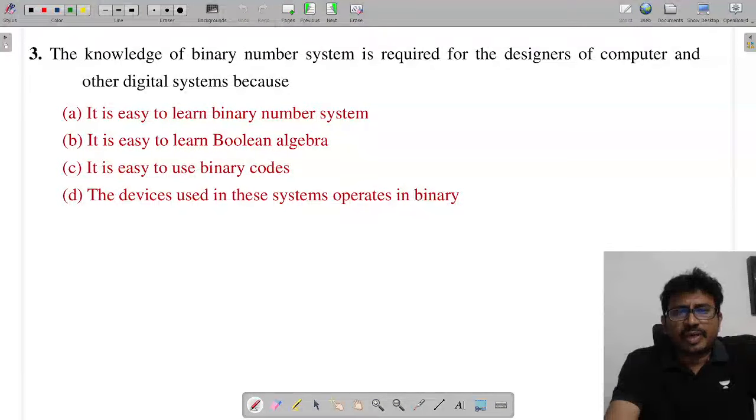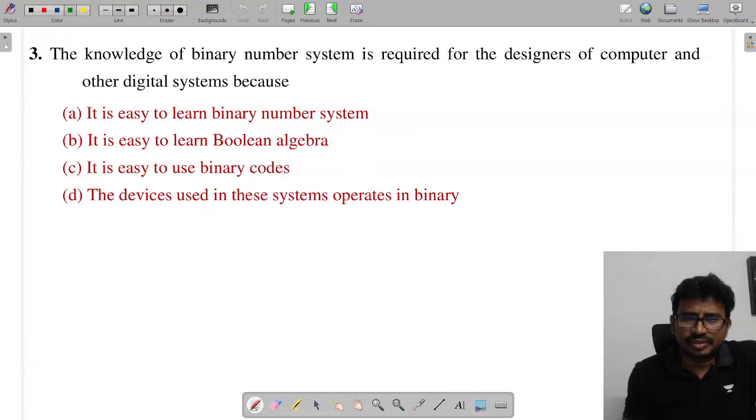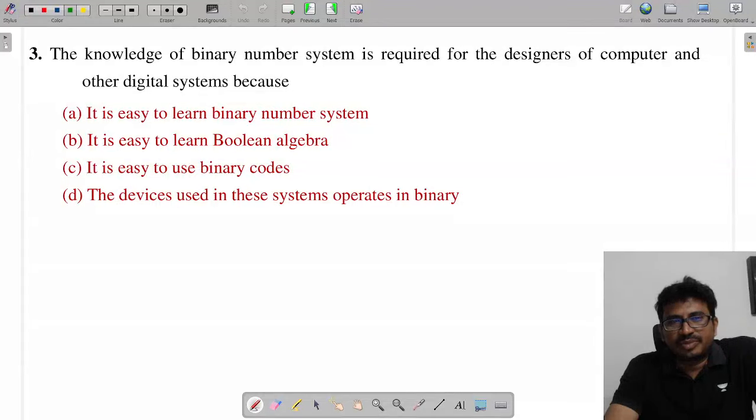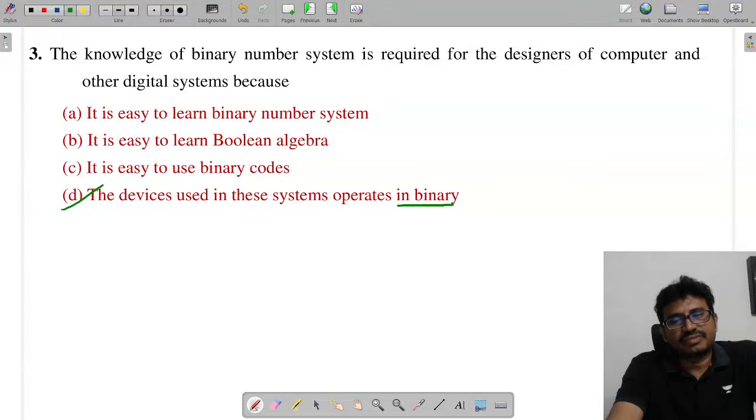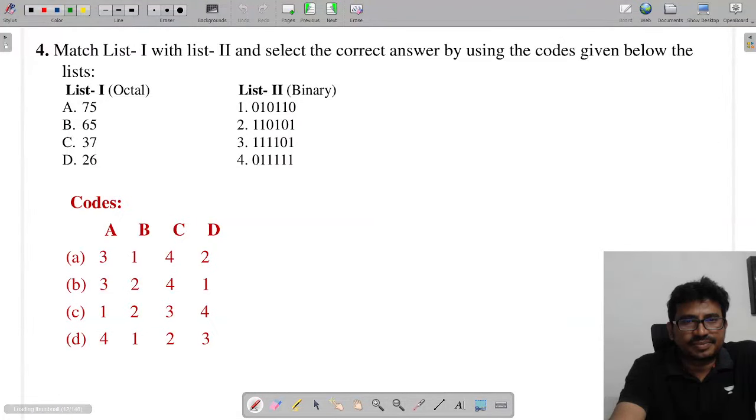The knowledge of the binary number system is required for the designers of computers and other digital systems because why do we require the knowledge of this, tell me? Yes, the devices. Easy to learn binary system? Easy to learn Boolean algebra? It is easy to use binary codes. The devices used in these systems operate in binary form. That's why we should have the knowledge of the binary number systems.